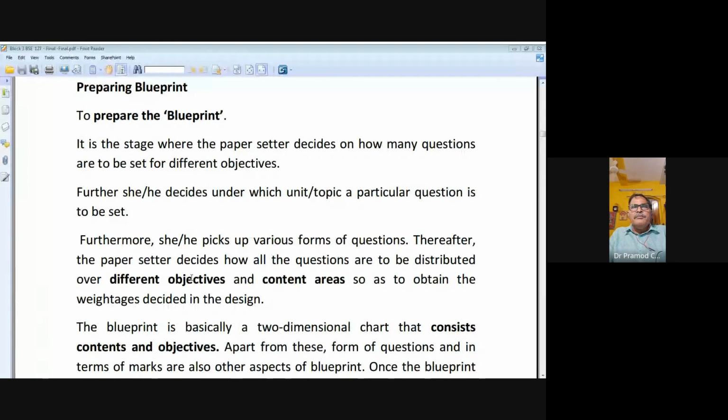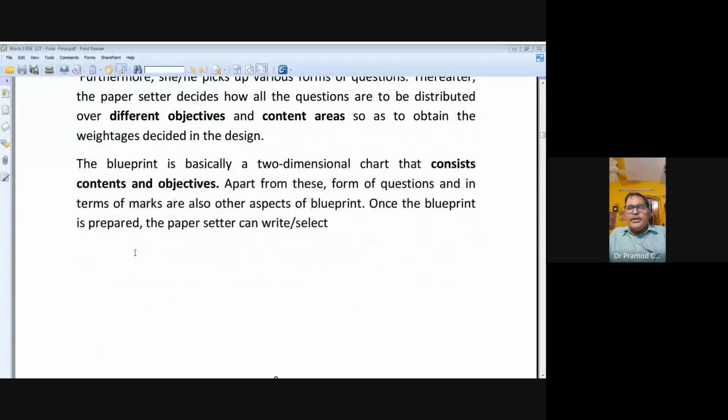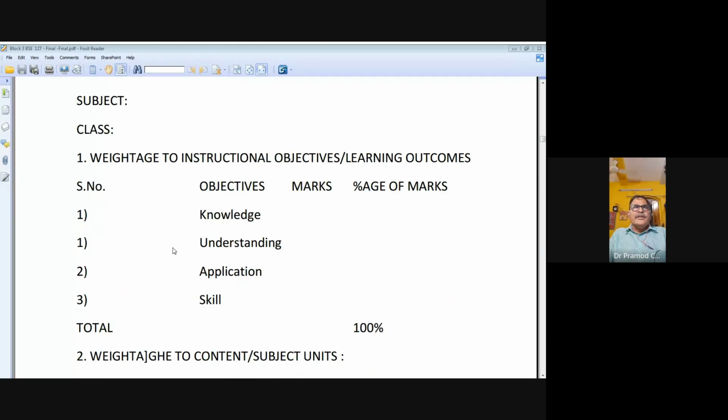Preparation of the blueprint is very important because the paper setter always decides, from all the content areas, suppose a history book where all the 10 units are there, that from all 10 units you will have to get the questions. It may be knowledge, it may be understanding, or it may be psychomotor questions. So definitely the questions should be distributed according to the objectives and content areas. If you do not consider the content area and the objectives, then the question paper will not be acceptable.